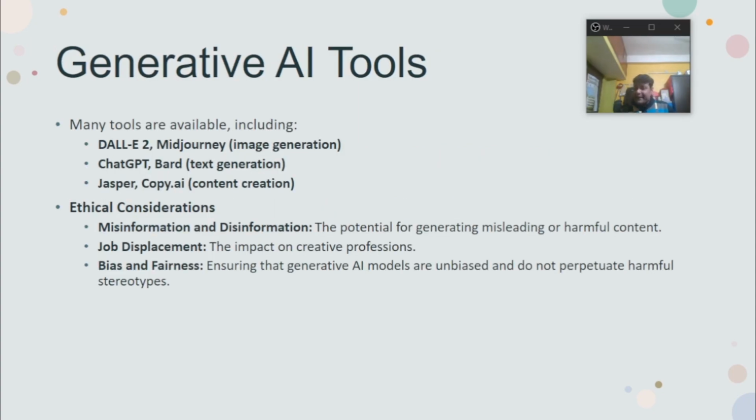Next, generative AI tools. Already I have mentioned these tools: DALL-E, DALL-E 2, and Midjourney. These are the image generation tools. ChatGPT and Bard are text generation tools, and Jasper and Copy.ai are content creation tools. These tools are very important and the most popular AI tools in today's time.